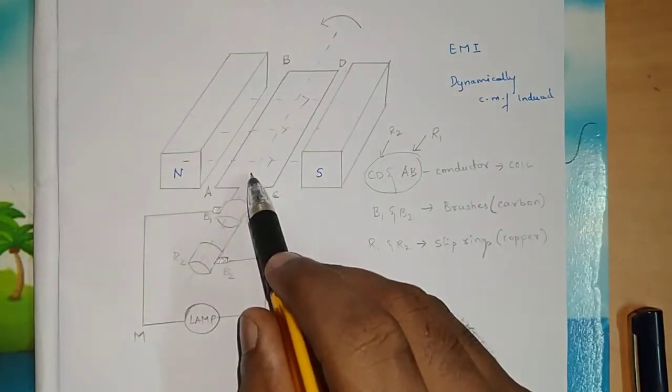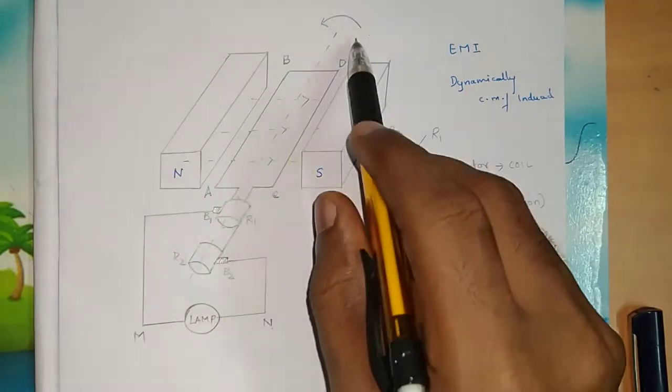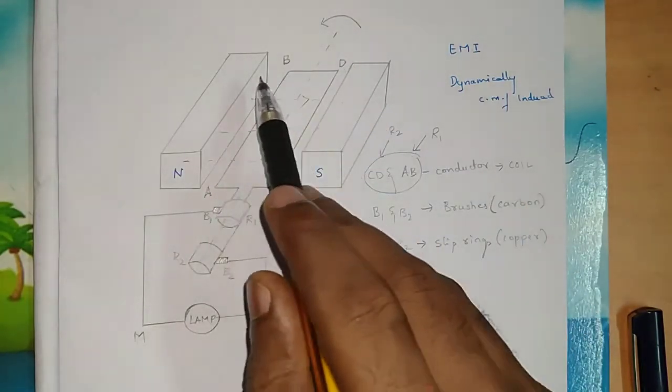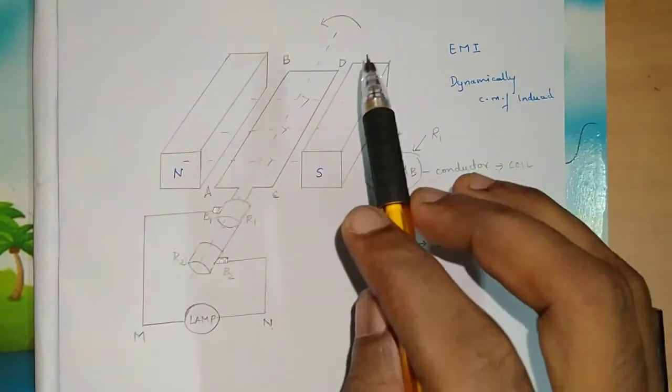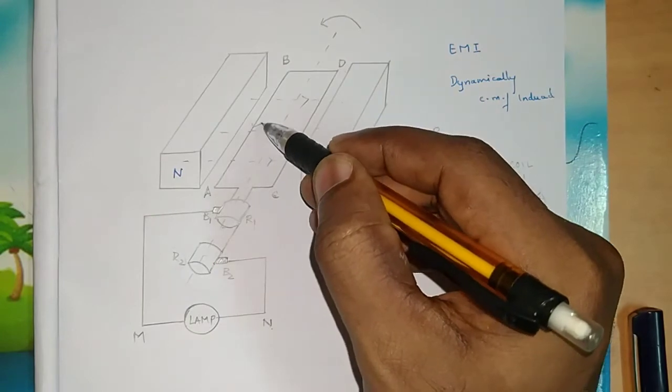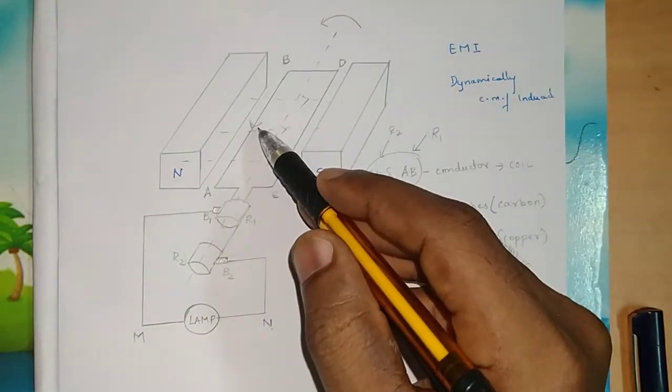As I told, according to Faraday's first law, when you rotate this conductor in anti-clockwise direction, this conductor will cut the magnetic lines which I have drawn with the help of the dotted line. When it cuts, EMF will be induced. So this induced EMF will be induced on the conductor. So I will draw the direction of EMF.